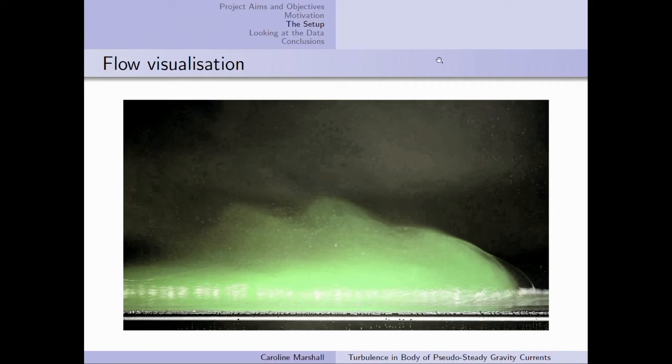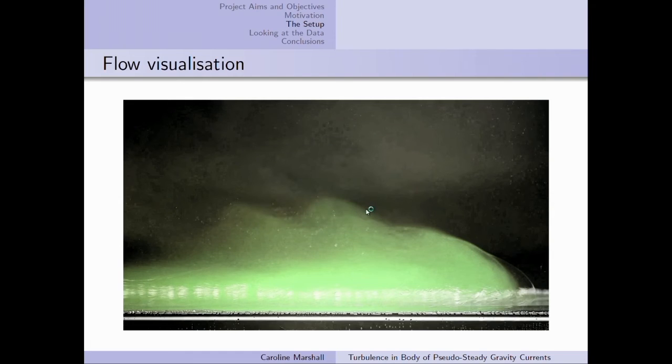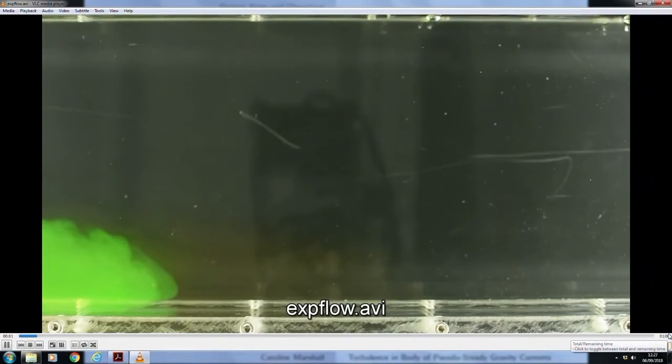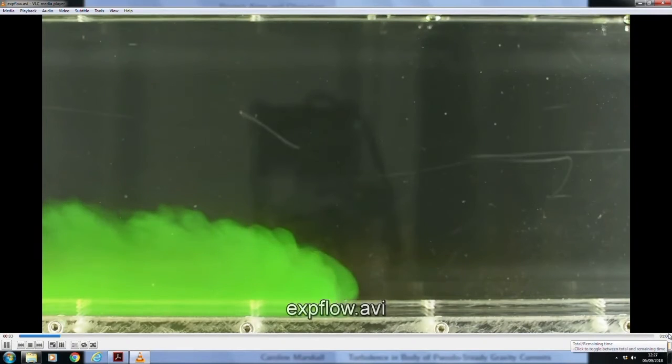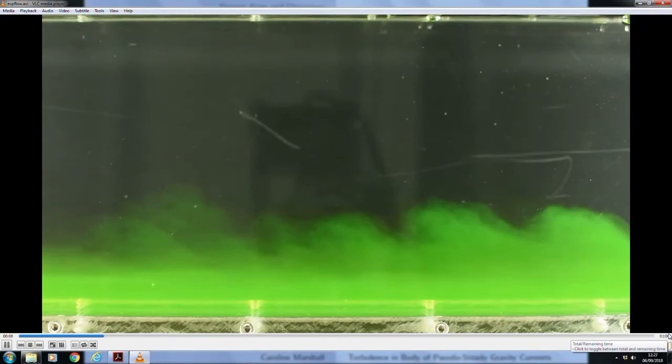To give an idea of what these flows look like, this is one of my lab-based flows. It has a Reynolds number on the order of 5,000 based on the height of the body and the velocity within the body. Once the head is gone, we get about a minute's worth of this steady body. And within this section, the time average properties are constant. I'm told it's pretty boring to watch for most people other than me, so let's move on.